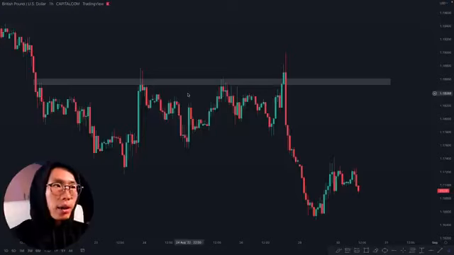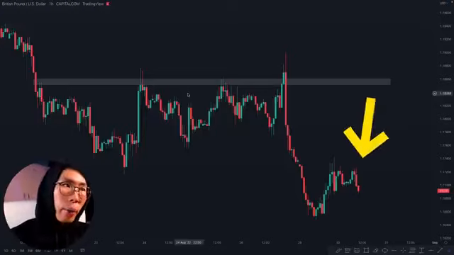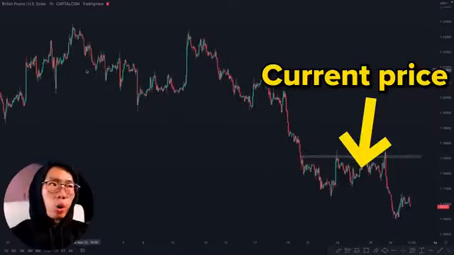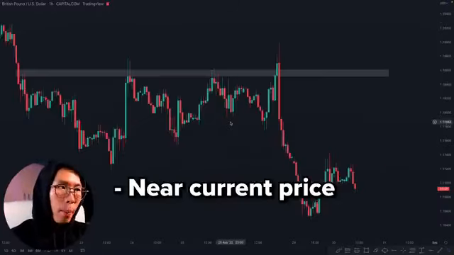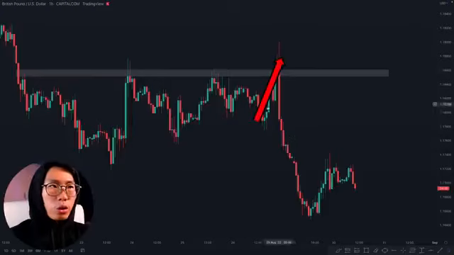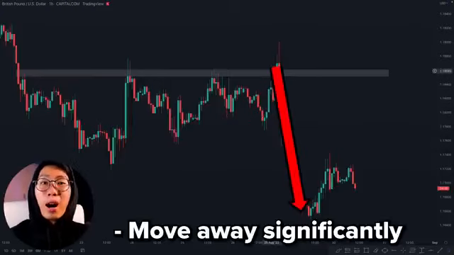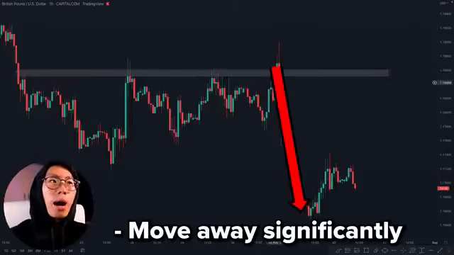And the reason I draw it right there is because it is also near our current price. It's not too far away, like all the way up here, right? It is near our current price, so we still have to take into account this resistance level. And then you can also see right here, this is when price moved away significantly from our swing high.